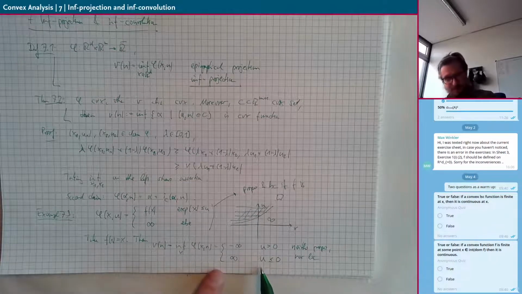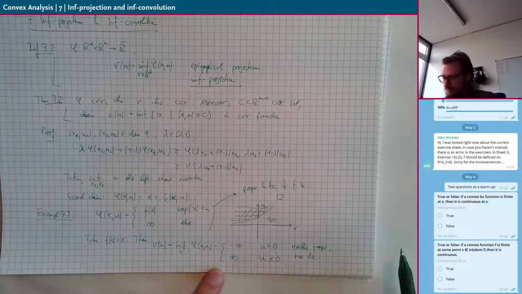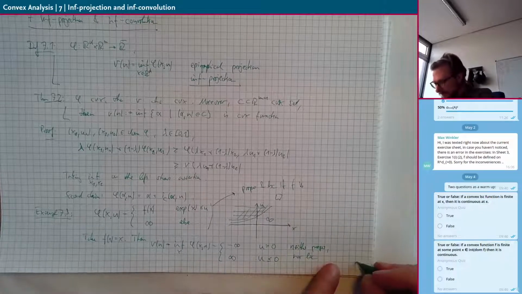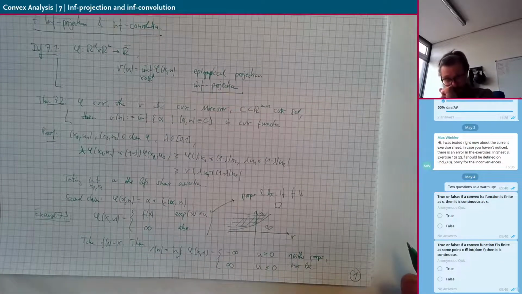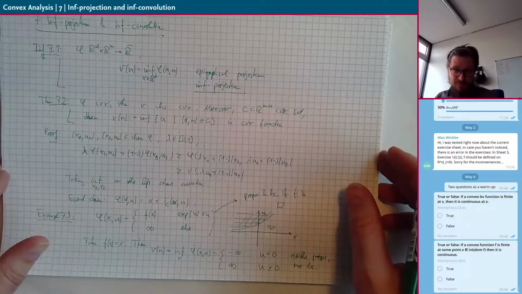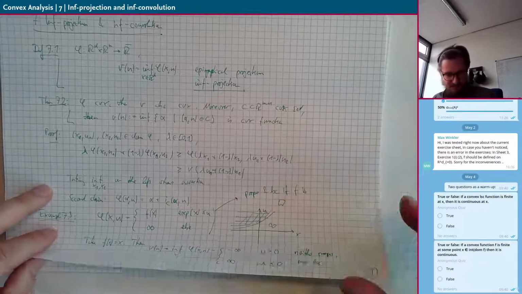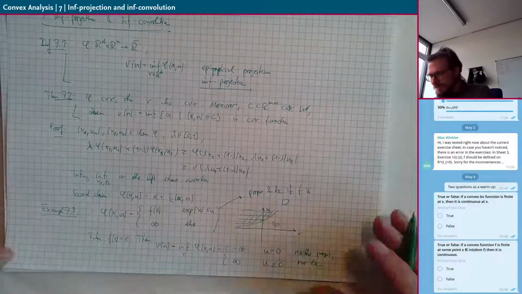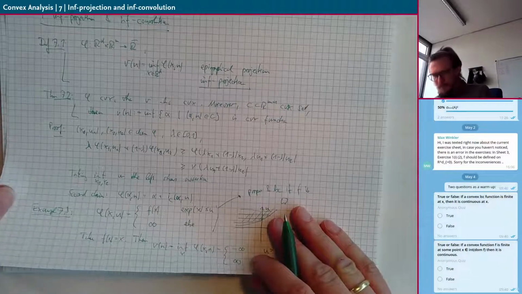But this one here is not. It's neither proper nor LSC. Okay, so this is not preserved, unfortunately, not under probably additional assumptions, but we're not going to go into detail about that. So that's one thing, epigraphical projection or inf-projection.